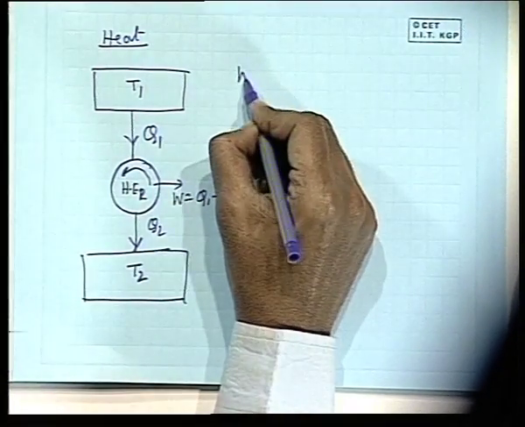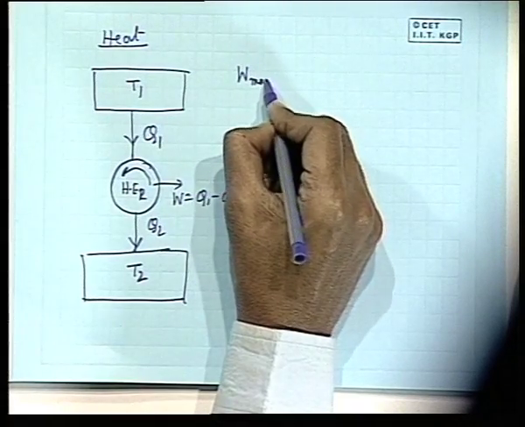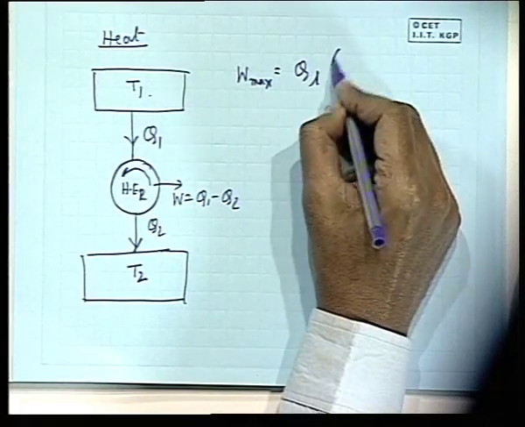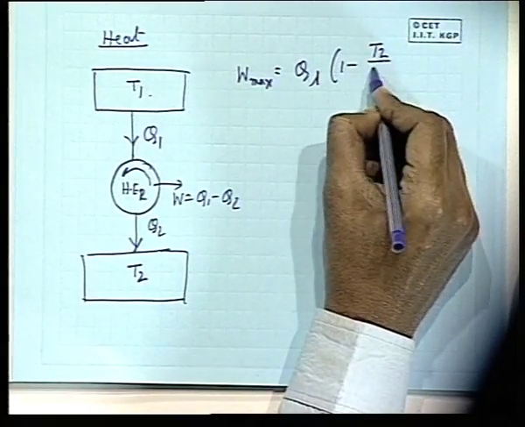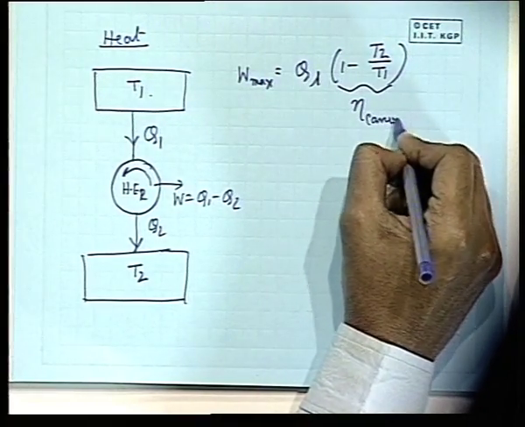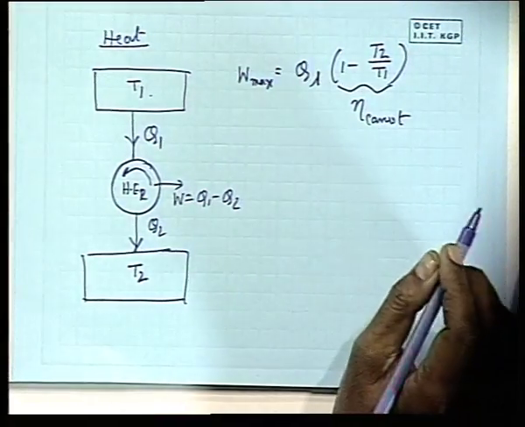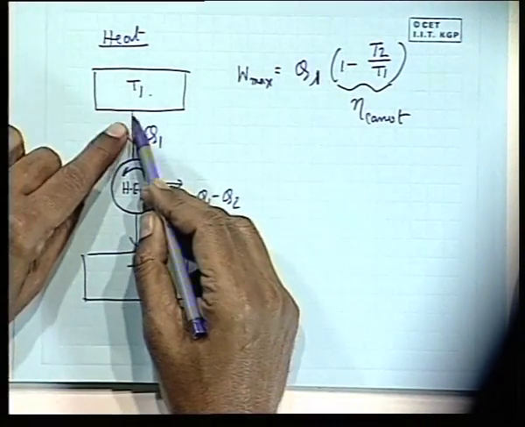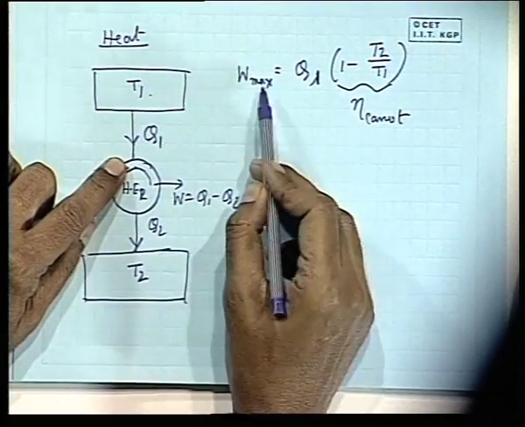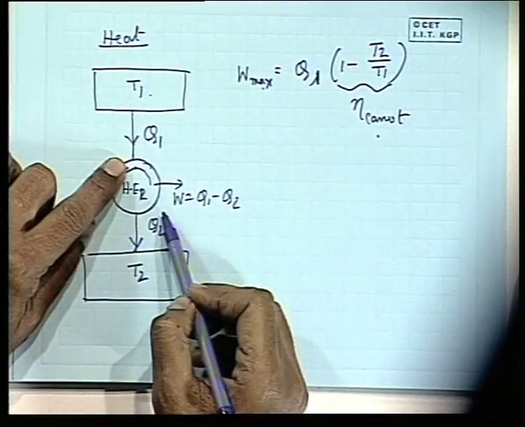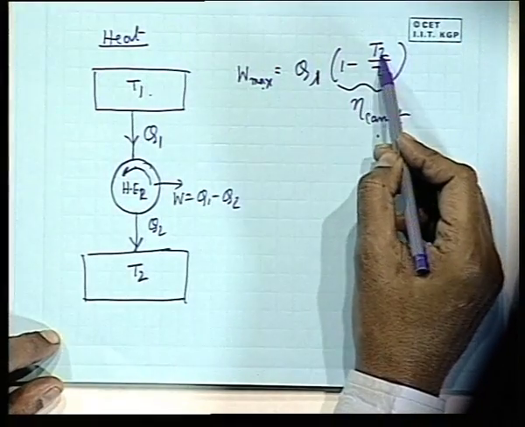Let this sink temperature be T2. We know the maximum work for the given heat Q1 at this temperature is Q1 into 1 minus T2 by T1. What is this? This is eta Carnot. Is this clear? This is the efficiency. So, for a given heat input to an engine, the work developed depends upon the efficiency, and efficiency is maximum for a reversible engine. So, this maximum efficiency depends upon T2 and T1.